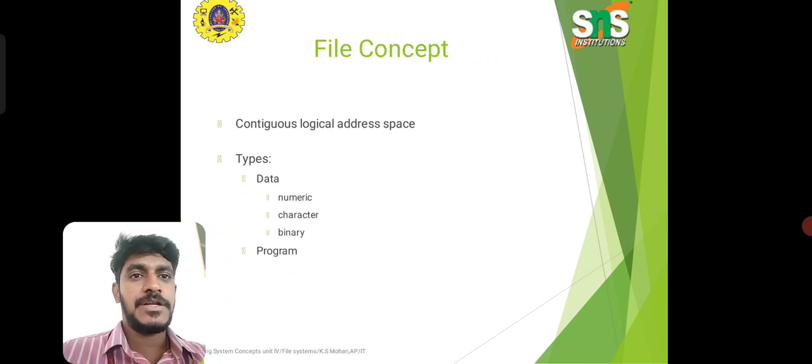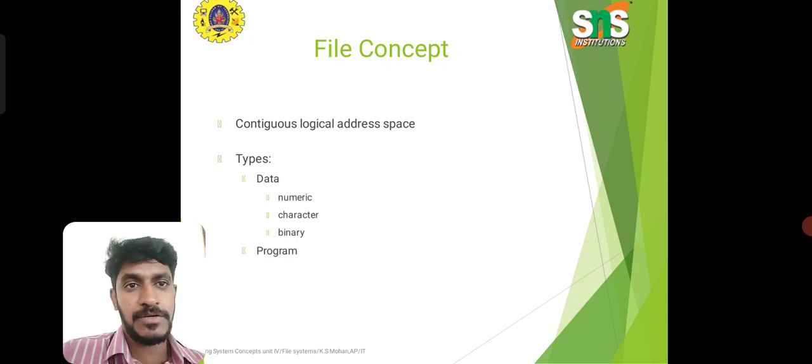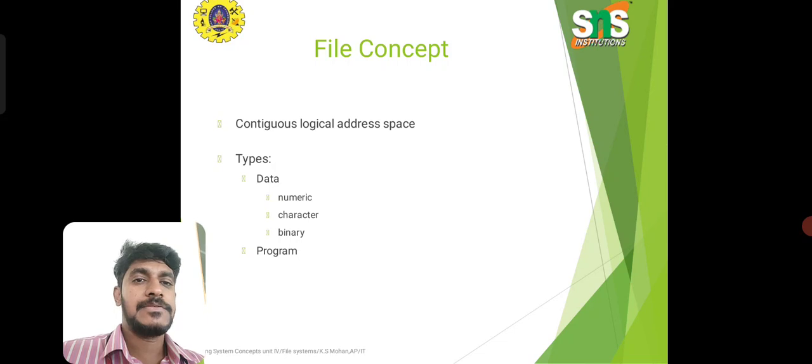A file is a contiguous logical address space. There are different types of files available, for example data files and program files. Data files may be numerical files, character files, or binary files, etc. So these kinds of files can be used here.